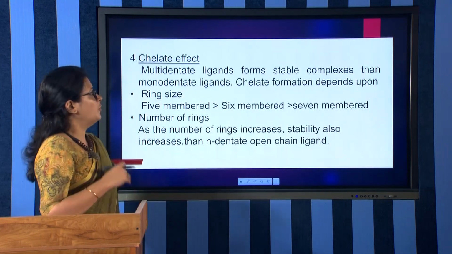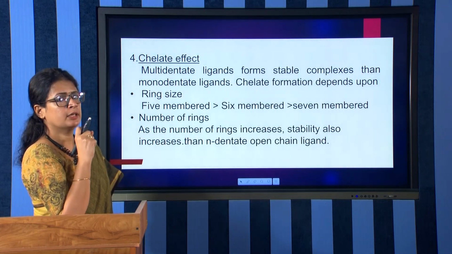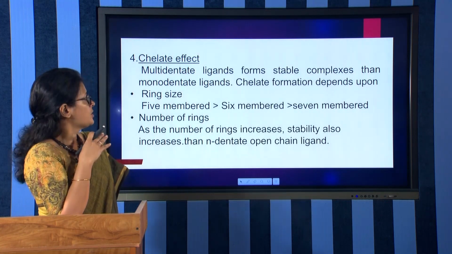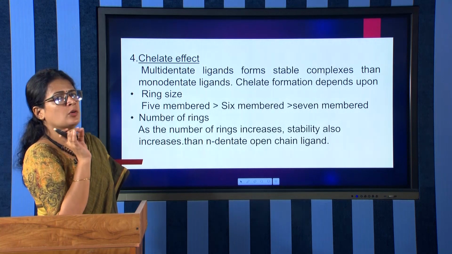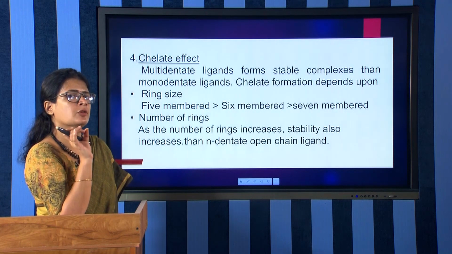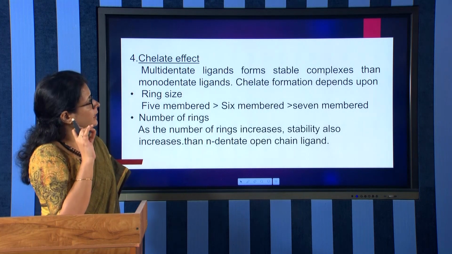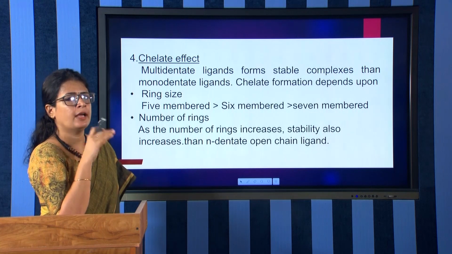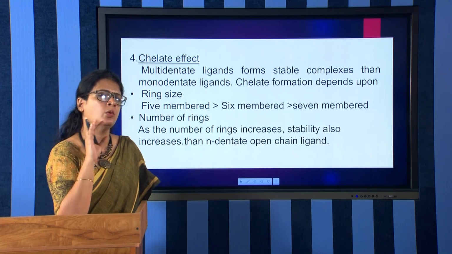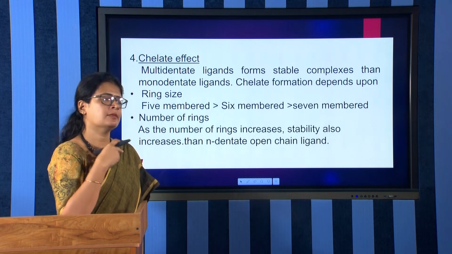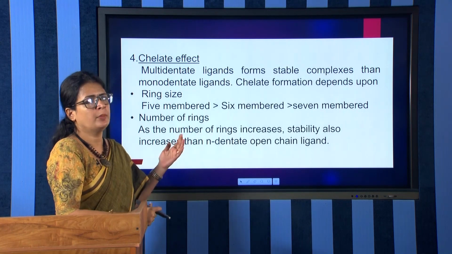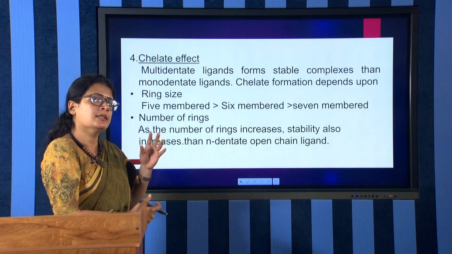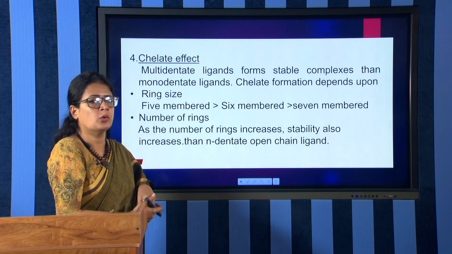And now, fourth effect is the chelating effect. Chelate, we have already studied what are chelates, what is chelation, etc. So, this chelating effect is also a very important factor in the formation of a stable complex. Multidentate ligands form stable complexes than monodentate ligands. We have already explained the phenomenon using thermodynamic functions etc. And that is why the chelating ligands are more stable when compared to the monodentate ligands.